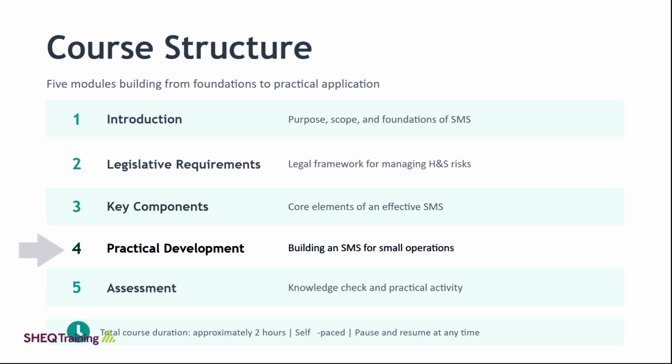Module 4 is the Practical Development module, where you'll learn step by step how to build an SMS for a small operation. And Module 5 is your Assessment and Practical Activity, where you'll demonstrate your understanding and apply what you've learned. The total course takes approximately 2 hours, and because it's self-paced, you can pause and resume at any time. Each module builds on the previous one, so we recommend completing them in order.